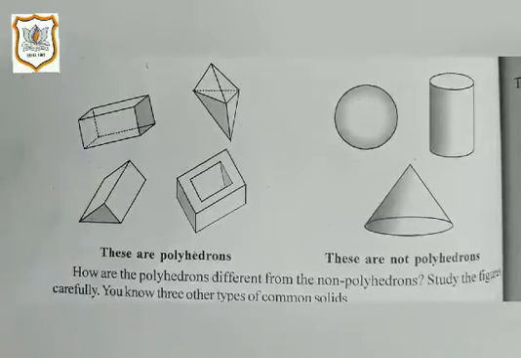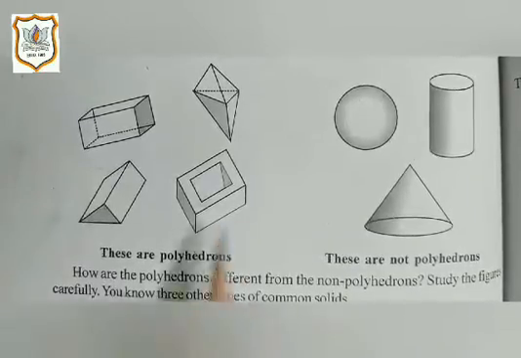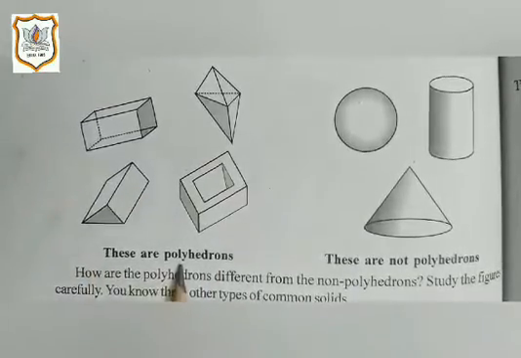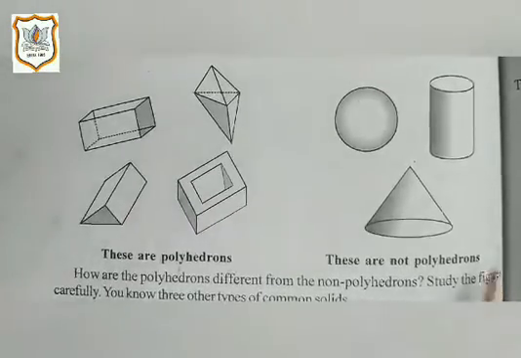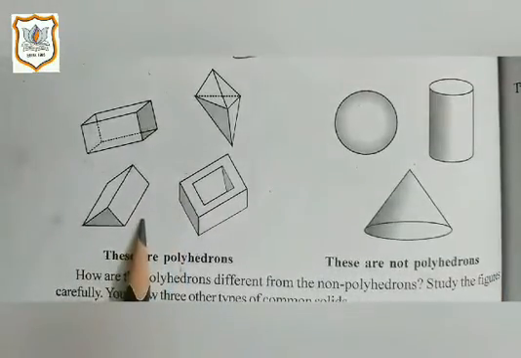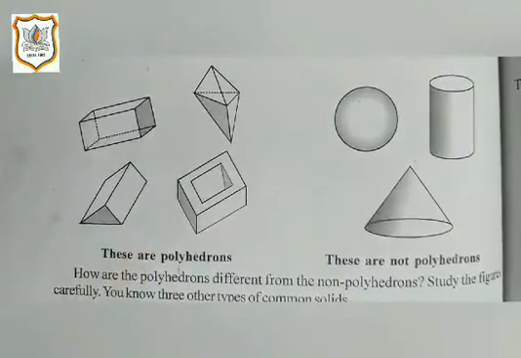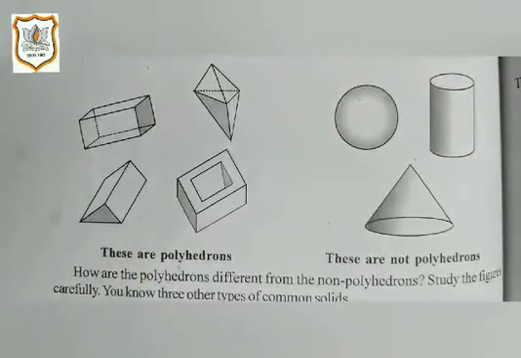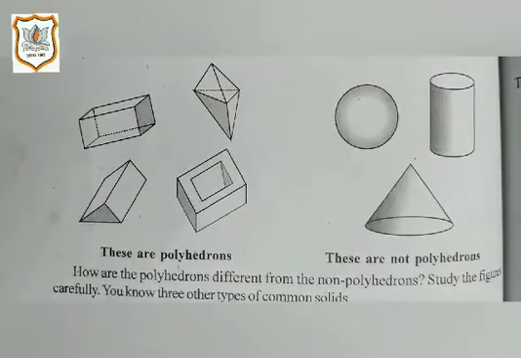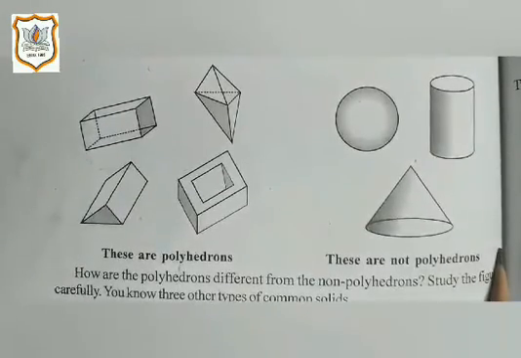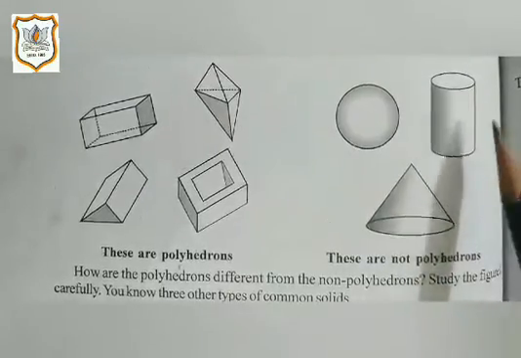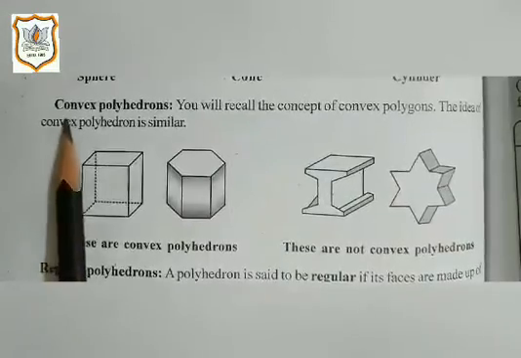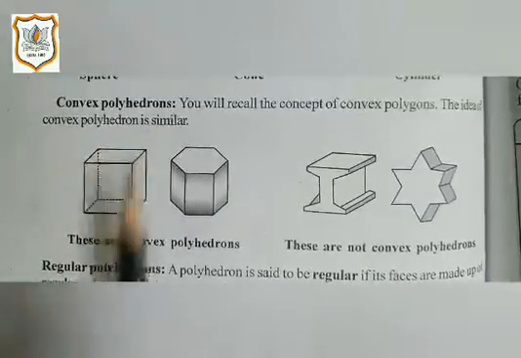Students, you can see these figures are polyhedrons and these are not polyhedrons. These are polyhedrons because these solids have faces, edges and vertices, and these are not polyhedrons because these solids have curved faces.